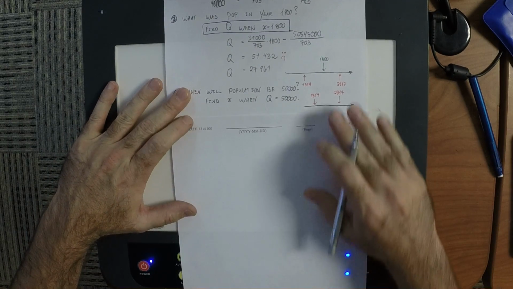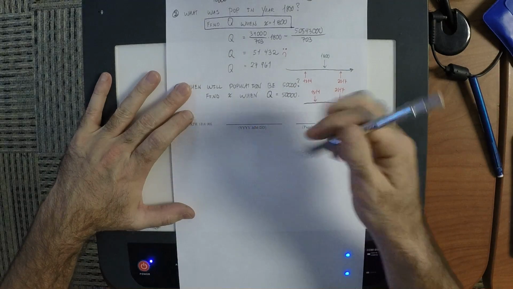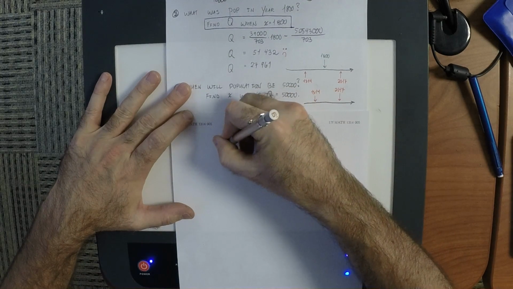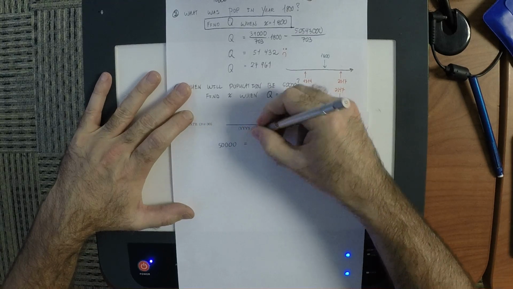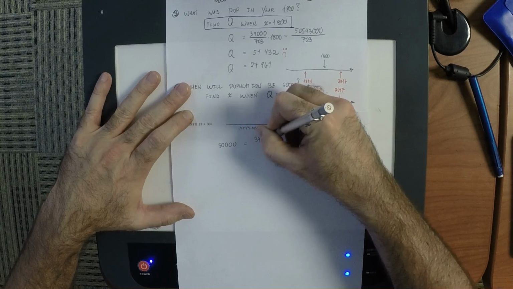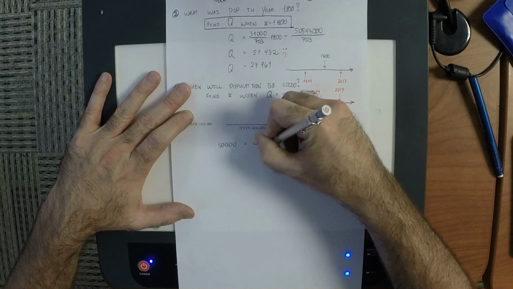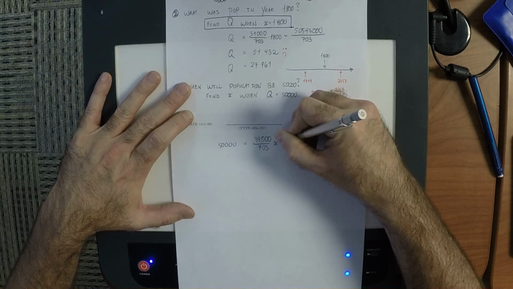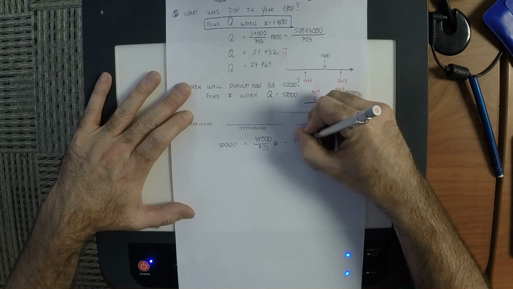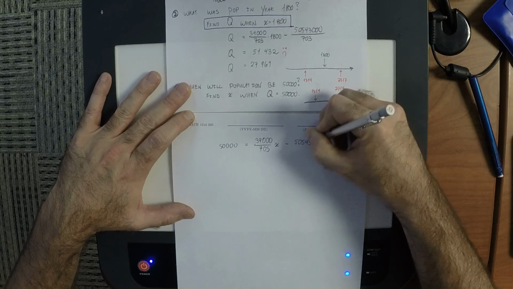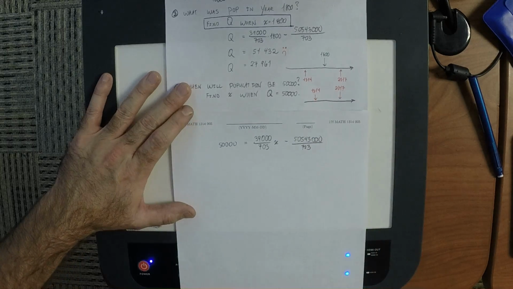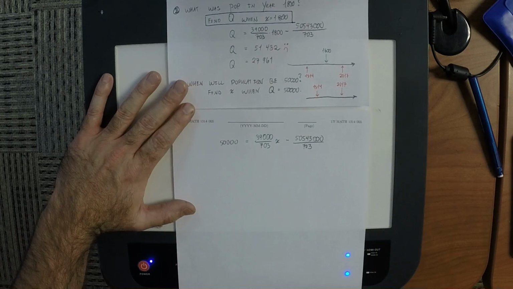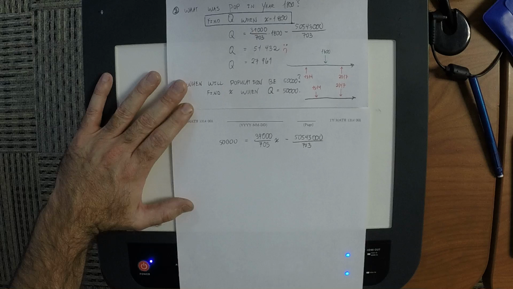Okay. So let's do it. Find X when Q is that. So 50,000 is 39,000 over 703 X, which is what we're looking for, minus 50543 with 3 zeros over 703. Okay, so supposing we want to solve for X, what do we do?